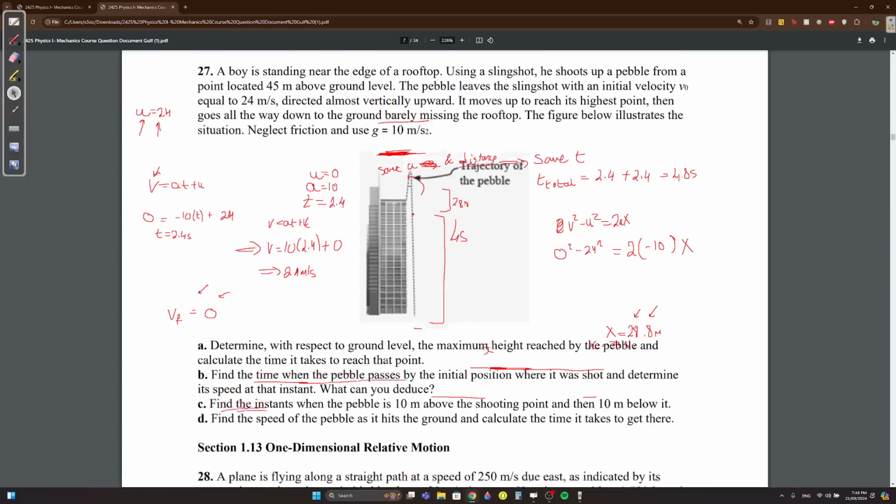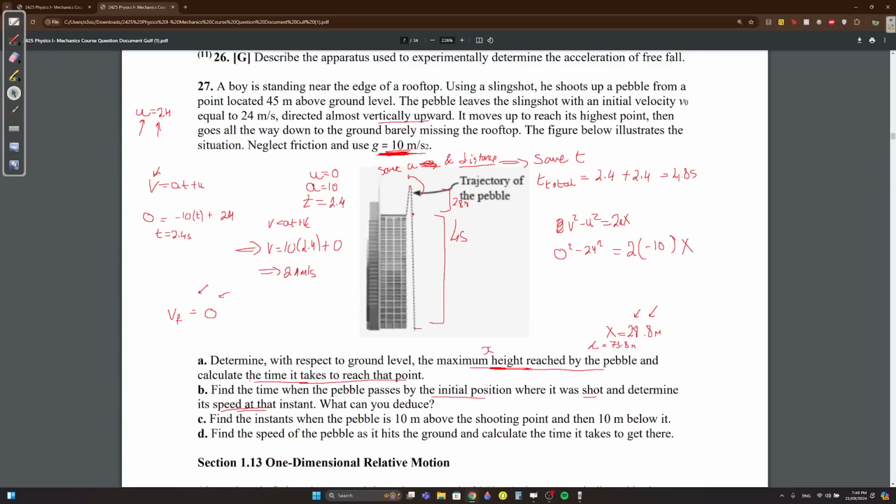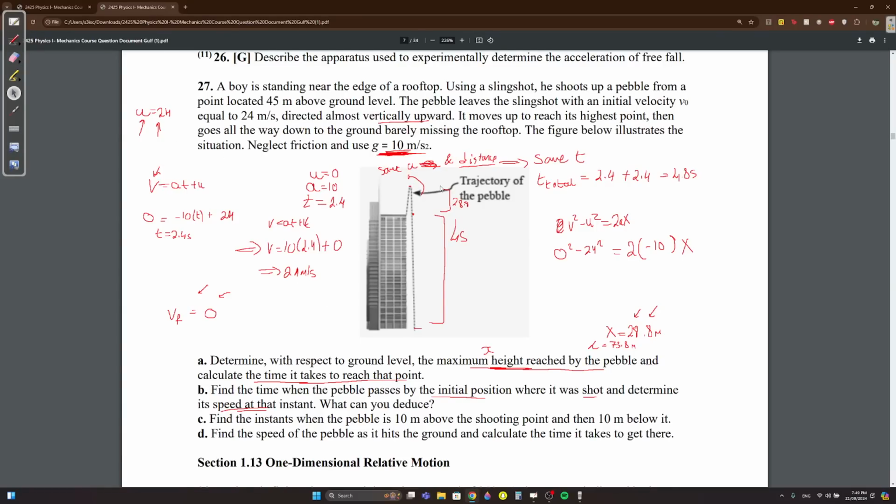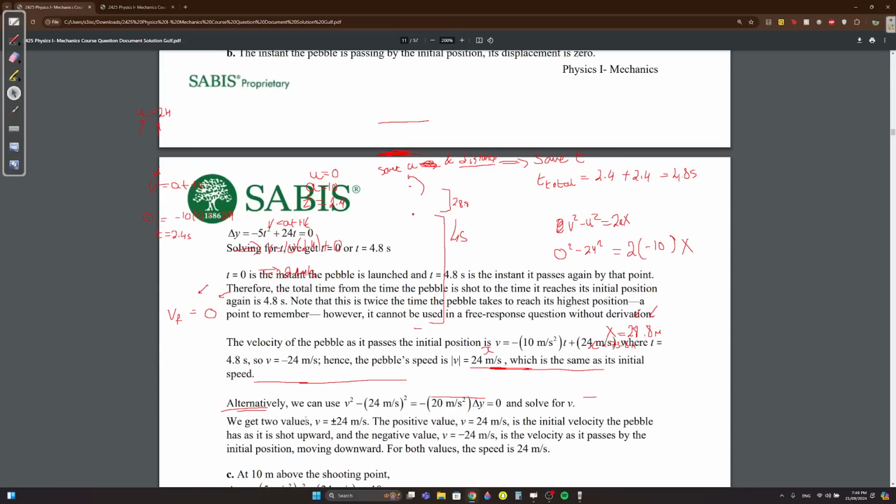Since they ask for speed, just say 24 meters per second. Again, still not convinced, because you can't have it negative for going up and negative for going down. I think the solution is wrong in this. Please correct me if I'm wrong in the comments. What can you deduce? It's the same as its initial speed. We passed it here at 24 and we started at 24.